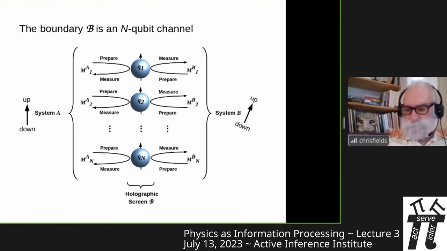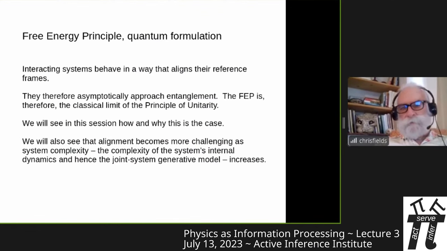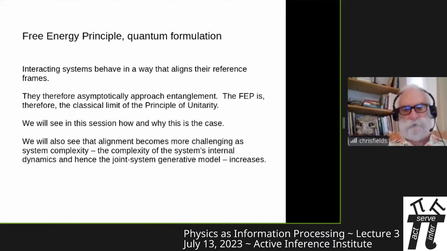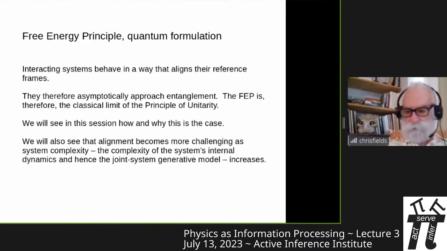And we ended the last session with a pointer forward toward the quantum formulation of the free energy principle, which can be stated as the claim that interacting systems behave in a way that aligns their reference frames. And we pointed out at that time that what this means is that the two agents, A and B, approach entanglement asymptotically, and that therefore the FEP is a classical limit of the principle of unitarity, which is the core principle of quantum theory. So we'll see in this session why this is true.